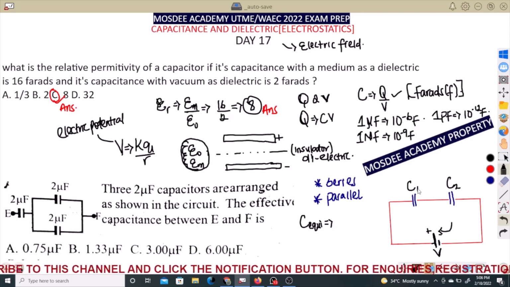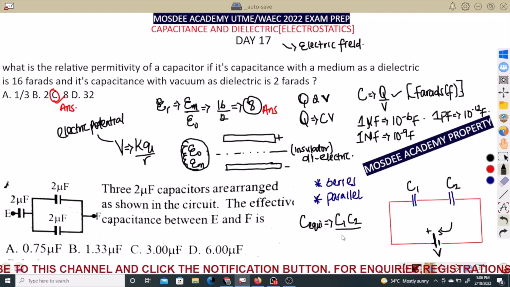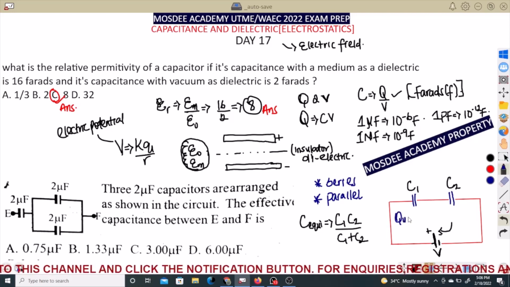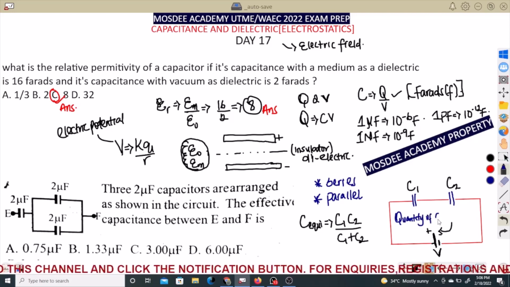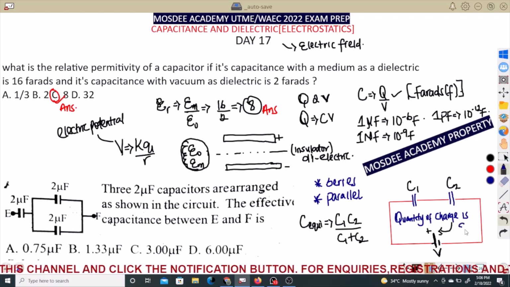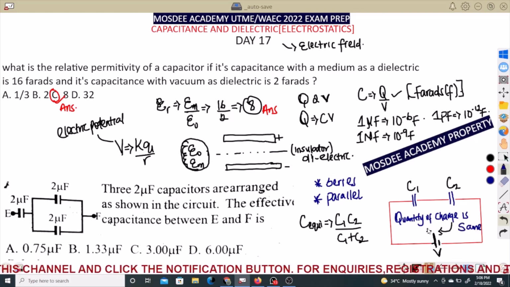For two capacitors arranged in series, the equivalent capacitance is always C1C2 over C1 plus C2. Always keep that in mind. Their quantity of charge, Q, quantity of charge or quantity of electricity, anyhow you call it, is the same. Q is the same. So Q is the same. Always keep that down. The one that will flow here will be Q equals C1V.